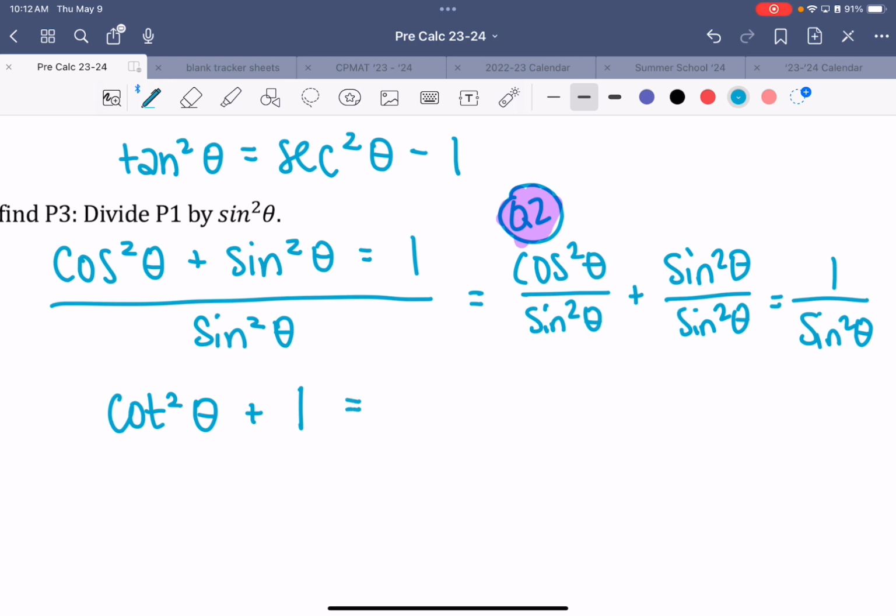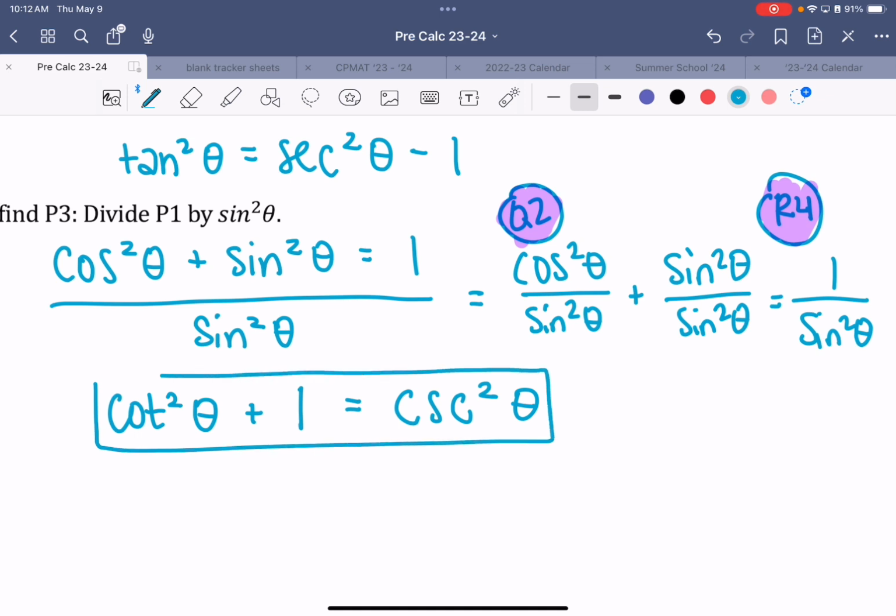And then lastly, we have 1 divided by sine. According to R4, 1 over sine is equivalent to cosecant. Since our sine is squared, our cosecant will also be squared. Here is P3.